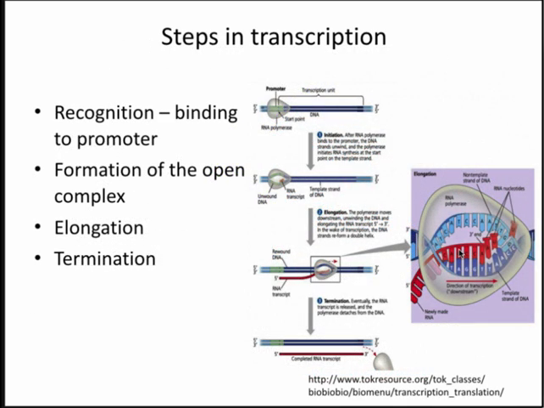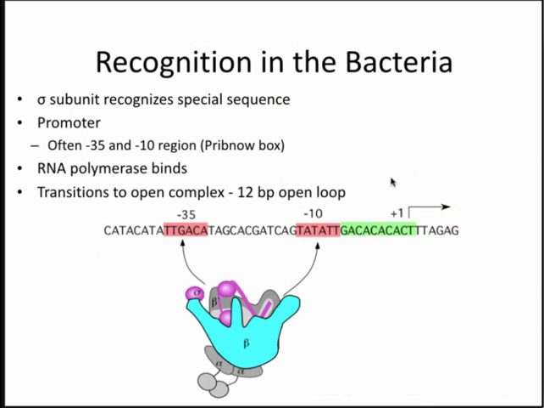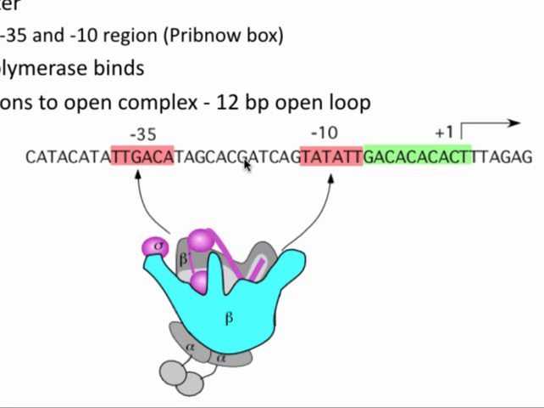So the steps in transcription: you get recognition, binding to promoter, you get formation of the open complex, so this spreads open here. You then get elongation, it moves along the DNA and transcribes it, and then finally termination. And then you can see the bases going in here. Recognition in the bacteria is by the sigma subunit, as shown here. Here's a little cartoon now of RNA polymerase. The sigma subunit is in here. It recognizes the special sequence, as we talked about.